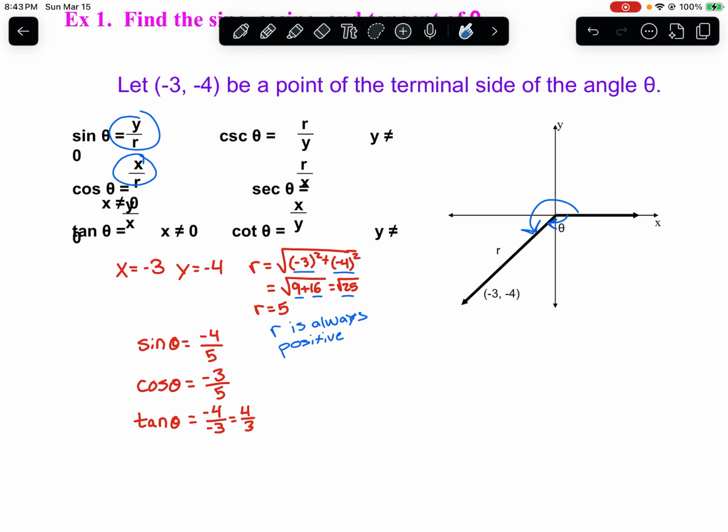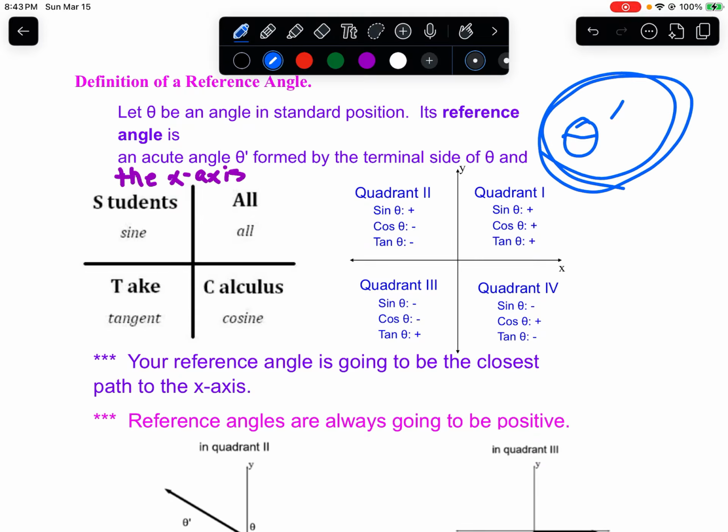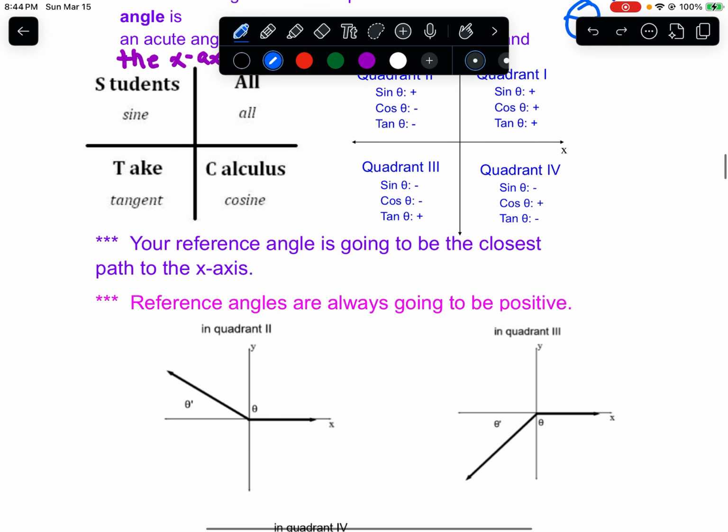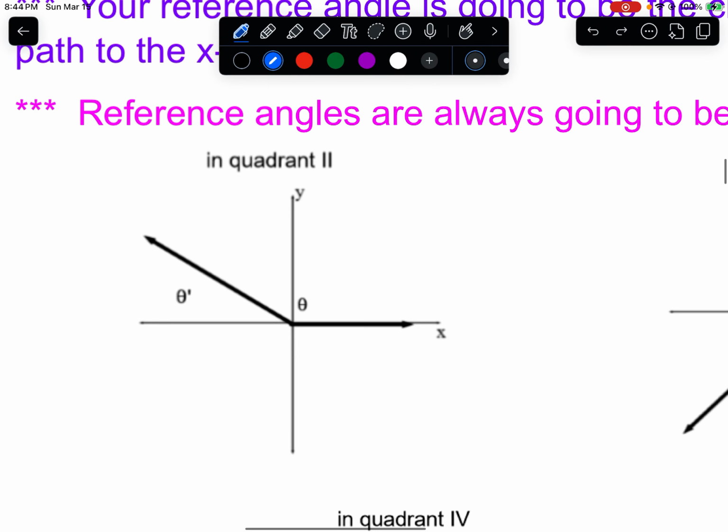Its reference angle is an acute angle denoted with that theta symbol with a little apostrophe, basically saying this angle here came from a different angle, theta, to begin with. It is formed by the terminal side of theta and the x-axis. So it's always the angle between the original angle theta and the x-axis. Say, the shortest trip to the x-axis.